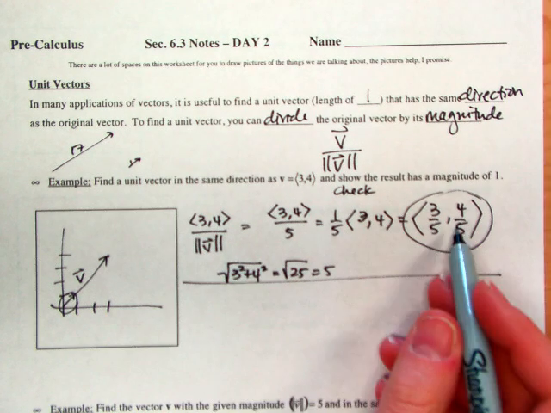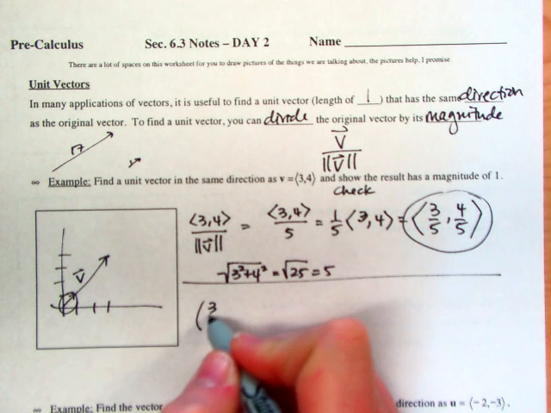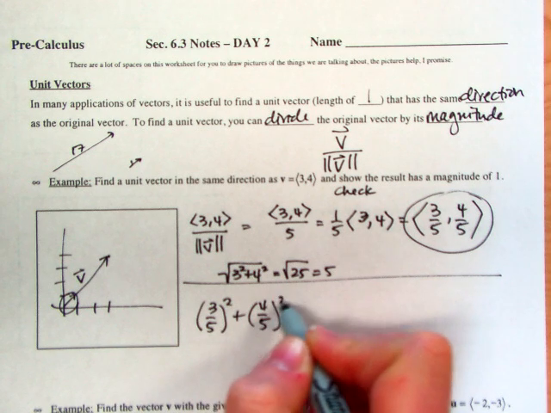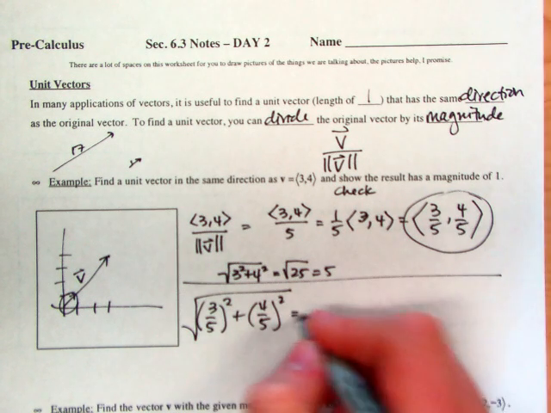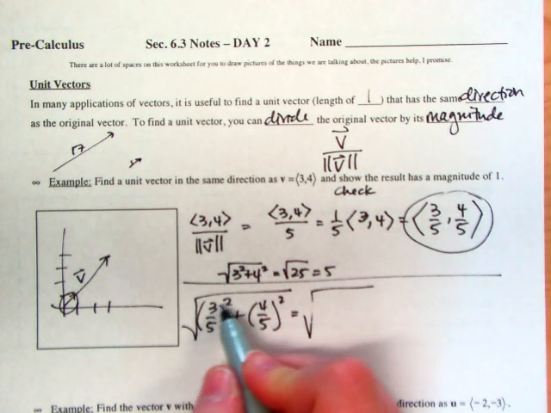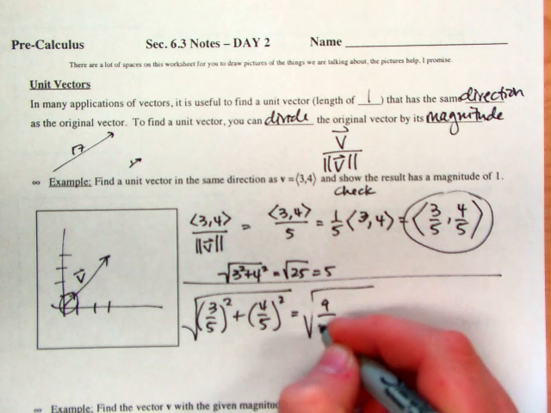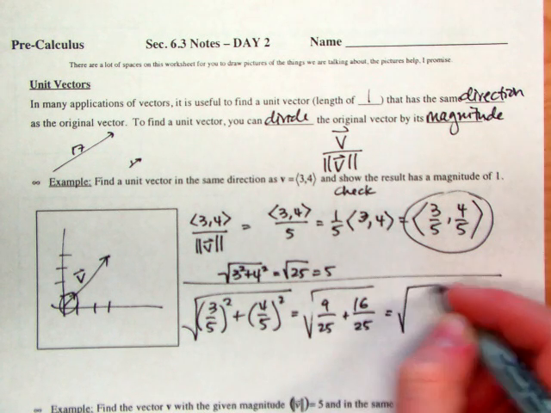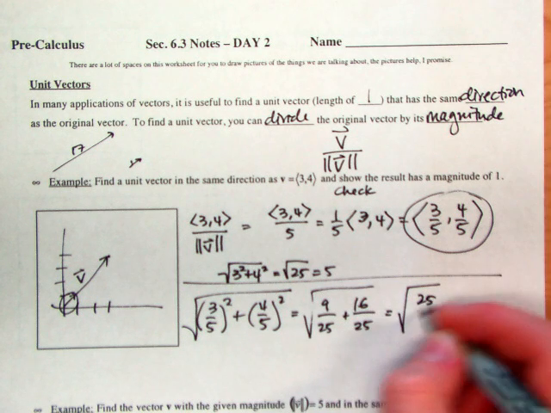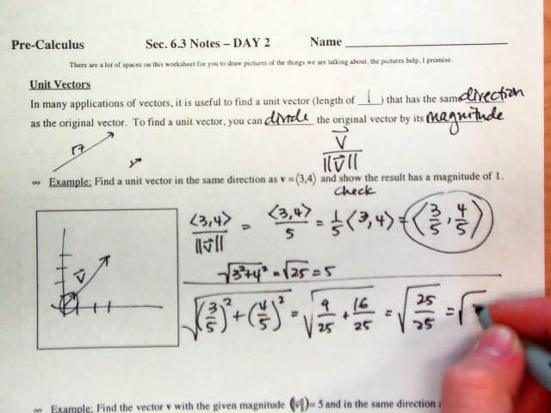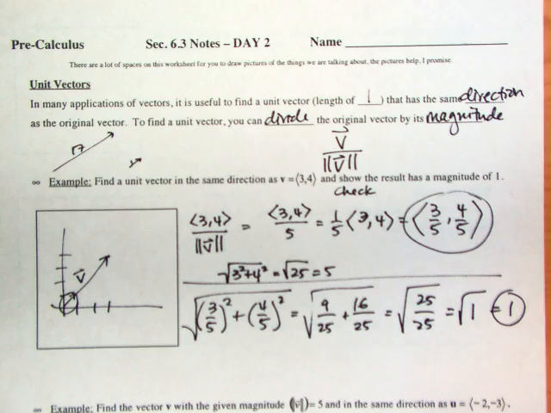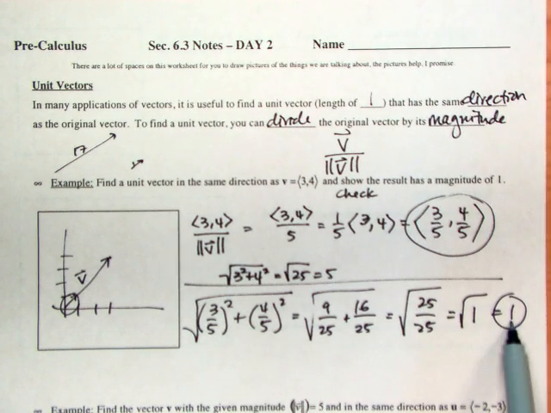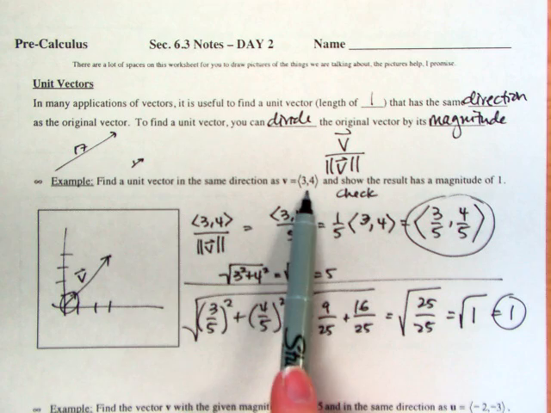So let's check and see if it actually has a magnitude of 1. I'm going to check its magnitude: 3/5 squared and then 4/5 squared, and I'm supposed to square root that. 3 squared is 9, 5 squared is 25, 4 squared is 16, and 5 squared is 25. And so I end up with 9 plus 16, which is 25 over 25. So I take the square root of 1, which is 1. So I did it. I found a unit vector. I found a vector that has a length of 1 that's in the same direction as 3, 4.